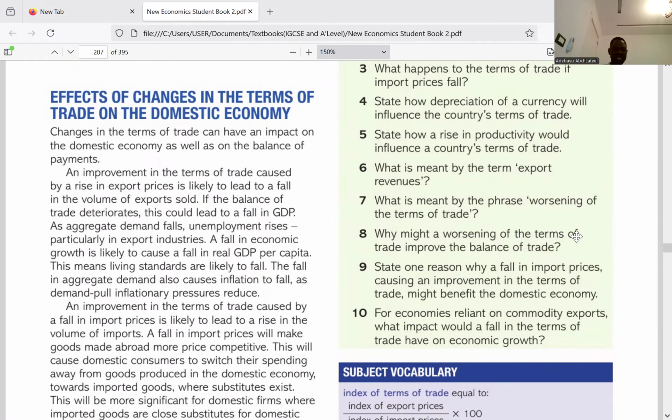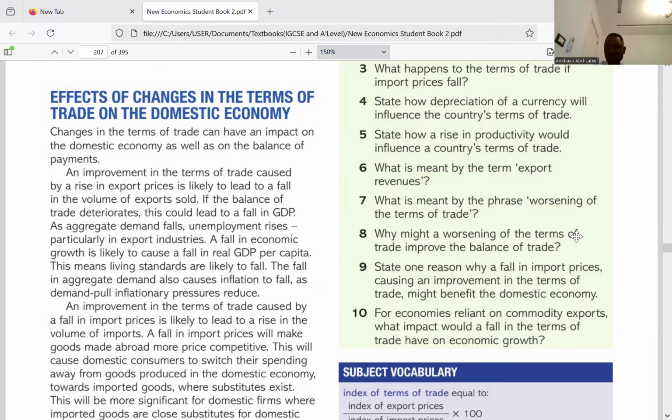If there's an improvement in terms of trade because there's a rise in export prices, this will lead to a reduction in the demand for exportation. And because there's a reduction in the demand for exportation, it will affect the balance of trade. Do you get it? And this could lead to a fall in the GDP because your country will not be doing export as it used to do.